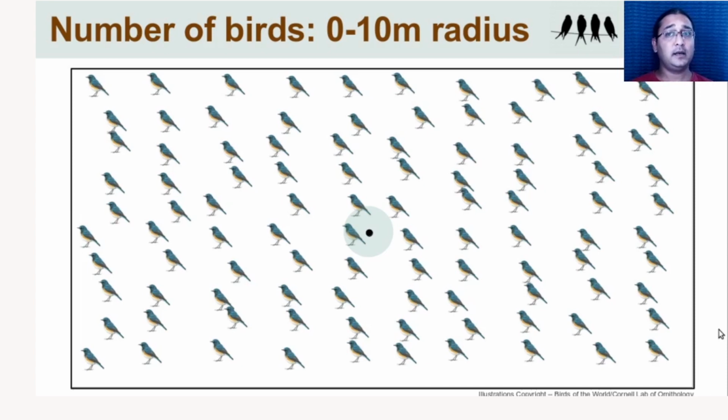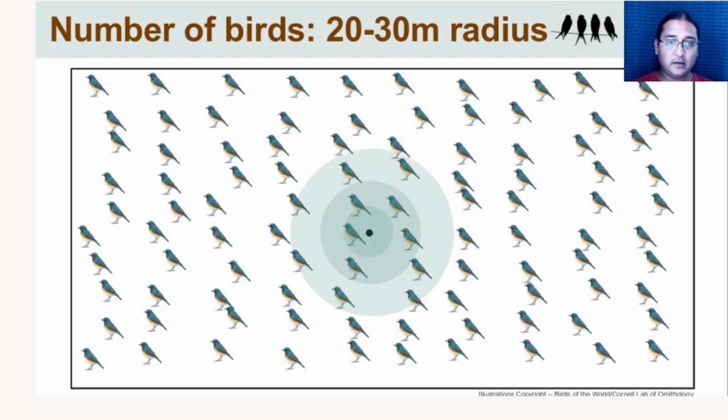So unlike line transects, where you get rectangles of equal area at particular distances from the line, so the rectangle between 0 and 10 meters has the same area as the rectangle from 20 to 30 meters, has the same area as the rectangle from 30 to 40 meters, and so on. In point counts, actually, the number of birds in the 0 to 10 meter radius is lower than the number of birds in the 10 to 20 meter radius, which is then lower than the number of birds in the 20 to 30 meter radius.